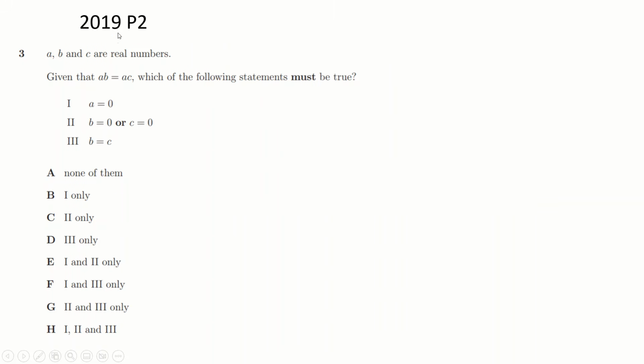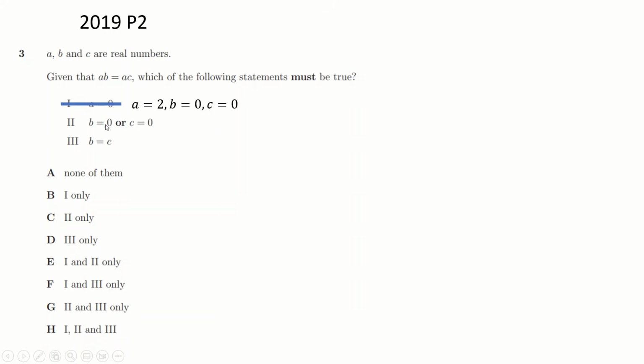This is the very first one we'll do, from the 2019 paper 2. Given that AB equals AC, which of the following must be true? So what I need to do is say, okay, this one is saying that A must equal 0. Can I find a counterexample to that? Well, yes: if both B and C are 0 and A is anything else, then 2 times 0 equals 2 times 0, and A doesn't have to be 0. So we can cross that one off the list.